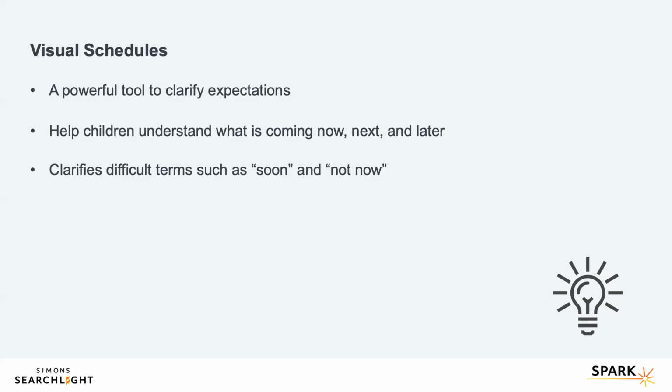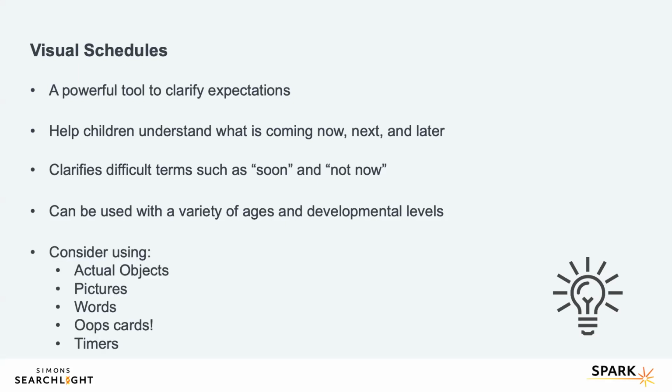Visual schedules are very appropriate for and can be modified for a variety of ages and developmental levels. For younger children and at lower developmental levels, visual schedules can be actual objects. For example, we may have an actual pencil or crayon to signify that it's time to color. As the child picks up the item, the item itself tells the child what they're supposed to be doing.